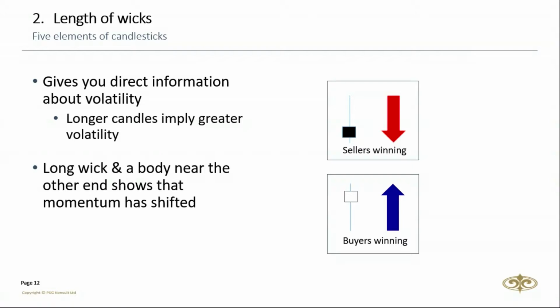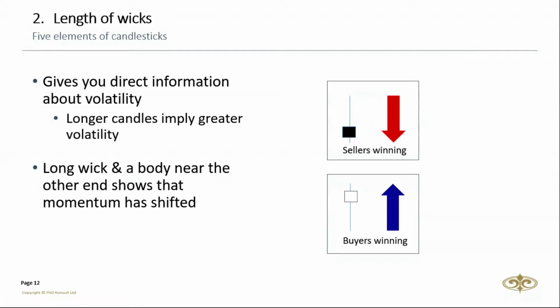Okay, the longer candles imply greater volatility, and the long wick and body near the bottom end of the candle shows the momentum has shifted. So in this situation, a long wick and body near the other end has shifted momentum. We're trying to pull the price down, but we closed up higher. We try to push the price up higher, but we closed down lower. Momentum is shifting. Okay, very important. It implies a greater volatility, but momentum is shifting.